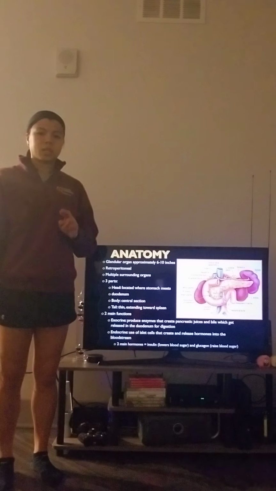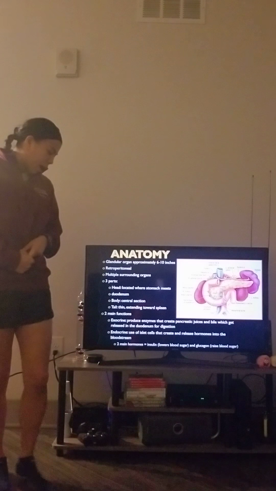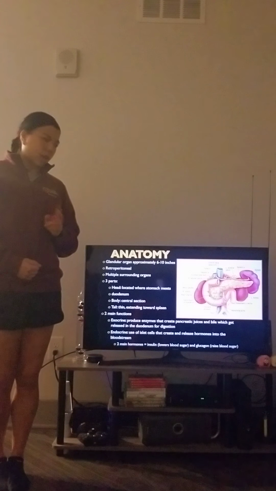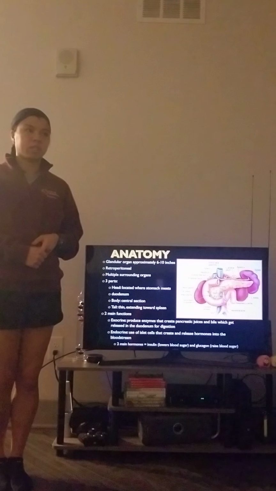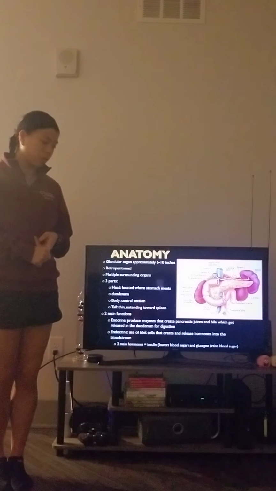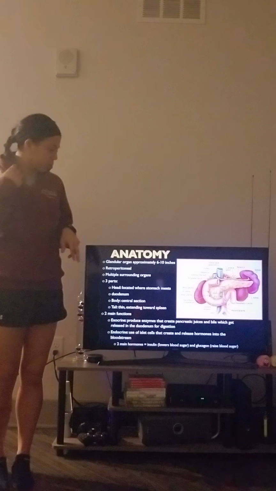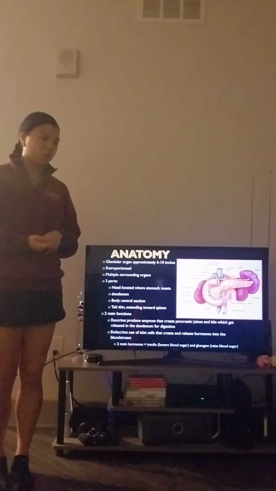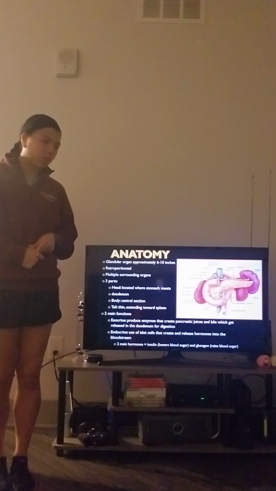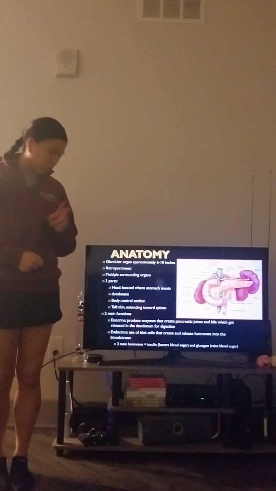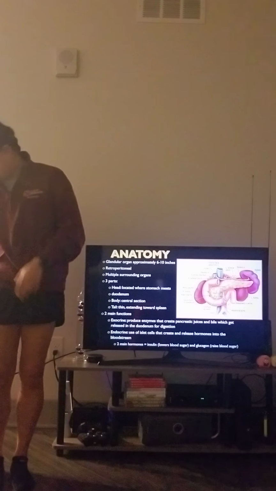So the pancreas has two main functions. Those are endocrine and exocrine. Exocrine function helps produce enzymes that create pancreatic juices and bile, which will get released into the duodenum and aid in digestion. Endocrine will use islet cells that help create and release hormones into the bloodstream. And the two main hormones that are created are insulin and glucagon. Insulin helps lower blood sugar, whereas glucagon helps raise blood sugar.